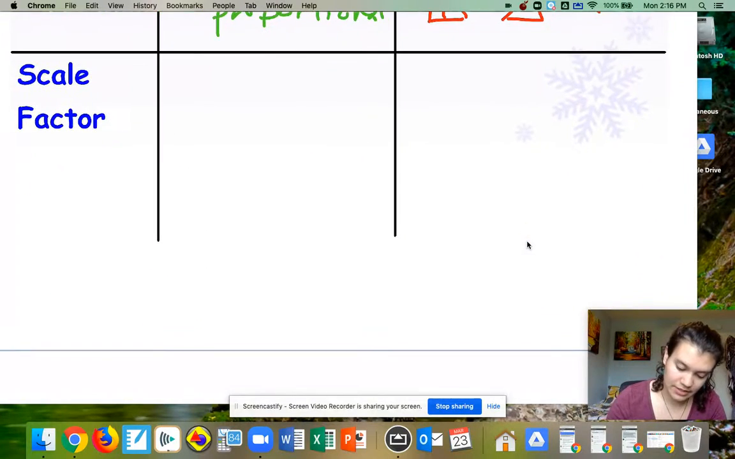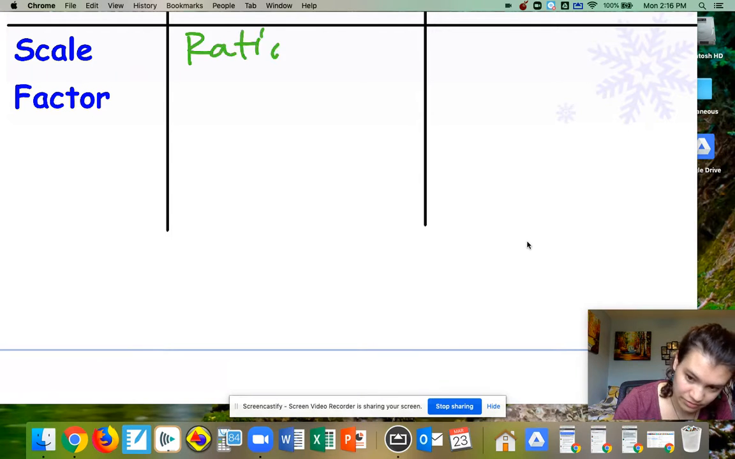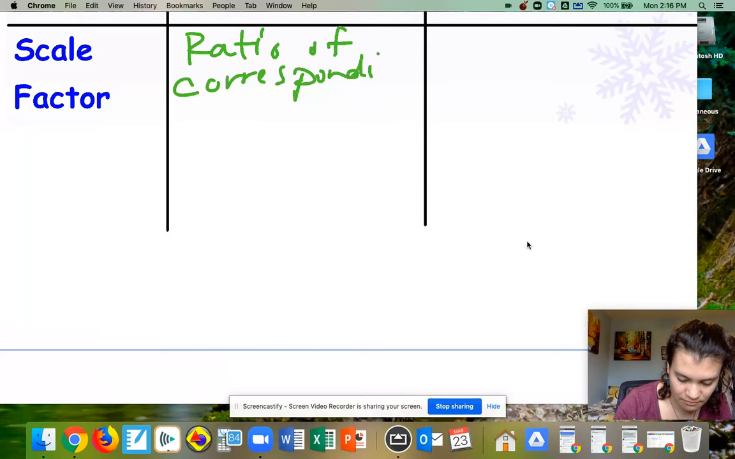And then a scale factor is just the ratio of corresponding sides. So your ratio of corresponding sides of similar polygons.